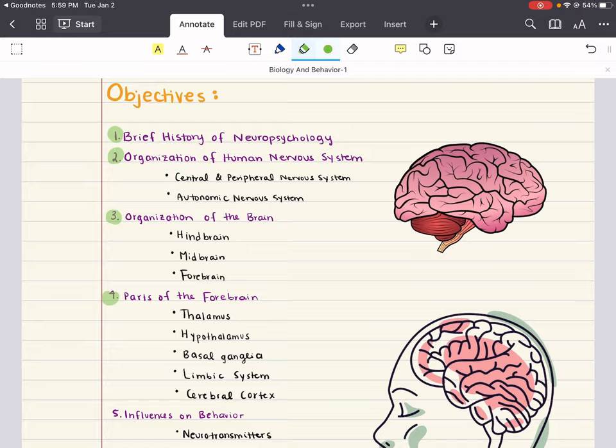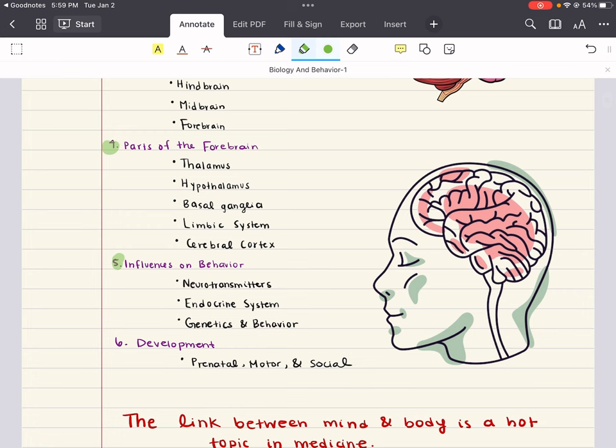Fifth, we're going to move into a discussion on the influences on behavior. So merely describing the functions of the brain regions does not fully explain the wide variety of human behaviors that are possible. Other influences like chemical controls, hereditary, and the environment are all going to influence human behavior as well. And so we're going to go over these influences together in the fifth objective.